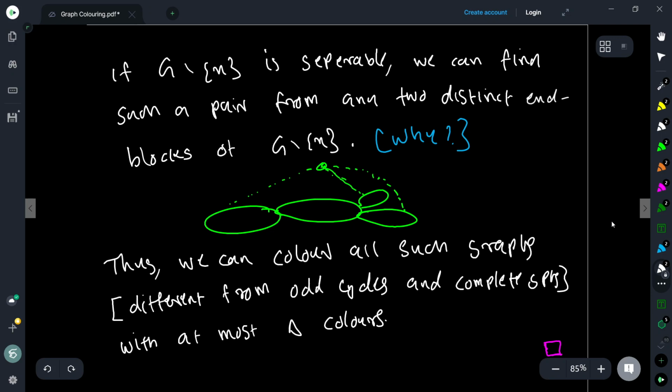of G minus X. So what are end blocks? Okay, so end blocks are basically blocks which are incident to only one cut vertex. We already talked about blocks of a graph. Blocks are the graphs which have no cut vertices. So if you have some graph which has several cut vertices, then if you look at the structure of the graph, you will see that there are several what are called blocks. This we saw in some of the classes.